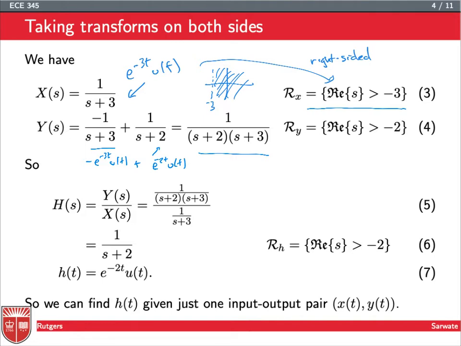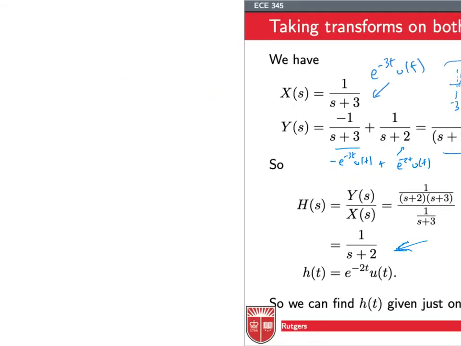And here, the ROC has to be the smaller of the two ROCs. There's a pole at minus 3 and a pole at minus 2, and we have to remember the ROC can't contain any poles, so we're going to choose the ROC that goes from minus 2 to infinity. We know it's right-sided because the signal y of t is right-sided. So then we just divide the two, and we get exactly what we expected, something over s plus 2. In fact, the simplest thing we can get, 1 over s plus 2.